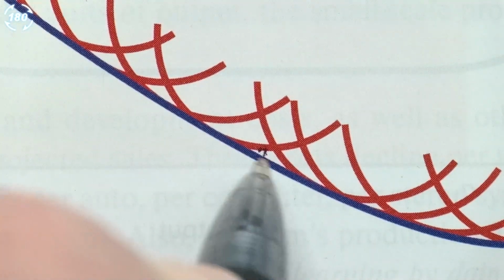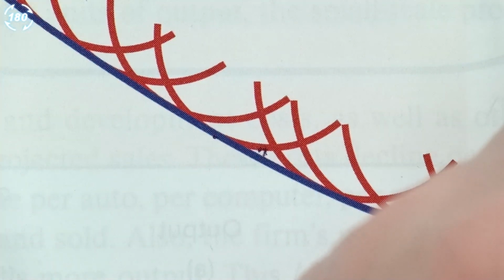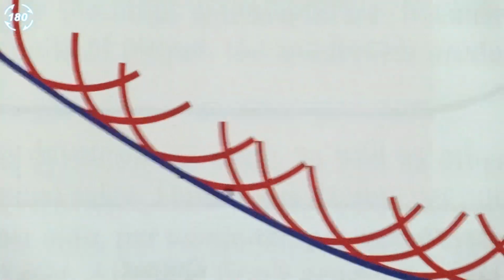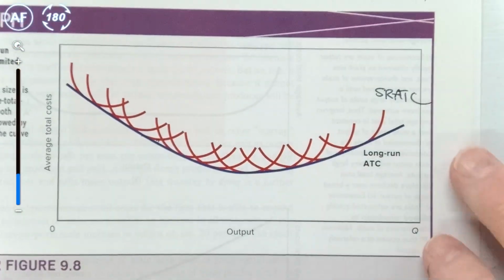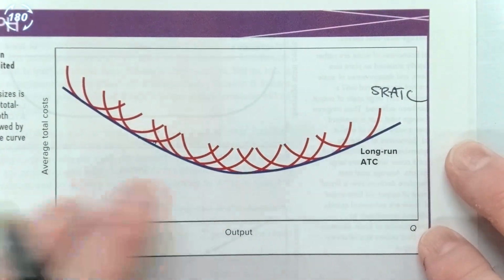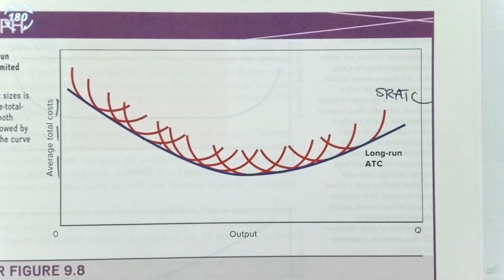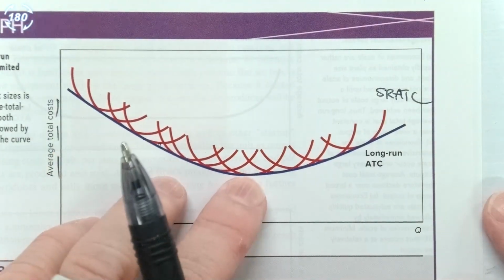But this long-run curve envelops, or becomes tangent to, all of these short-run average total cost curves for various plant sizes. Each one of these is a short-run average total cost curve. So there's a point at which you can minimize average total cost for a plant size. This is industry specific. For each industry, there's an optimal plant size that will allow you to produce at lowest average total cost.